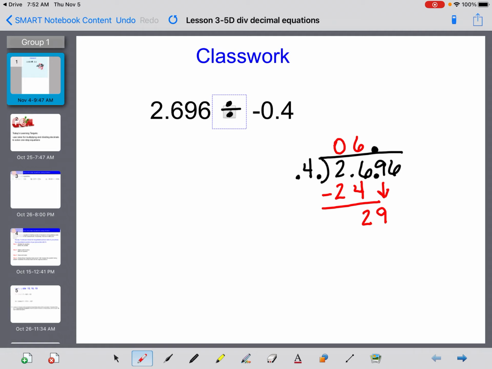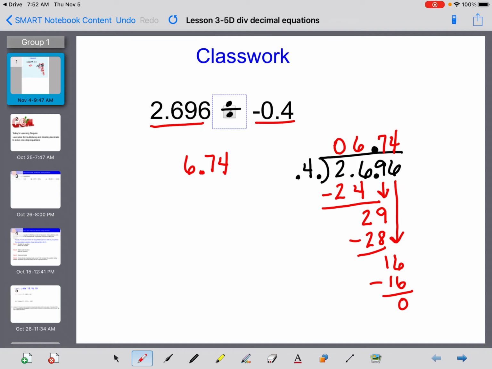4 goes into 29 7 times. Notice that the 7 is directly above the 9. 7 times 4 is 28. I subtract. I get 1. I bring down the 6. 4 goes into 16 4 times. 4 times 4 is 16, and it comes out even. 6 74/100 is my answer, but I need to go back and talk about what sign the answer should have. I have a positive number divided by a negative number, which means my answer is negative.